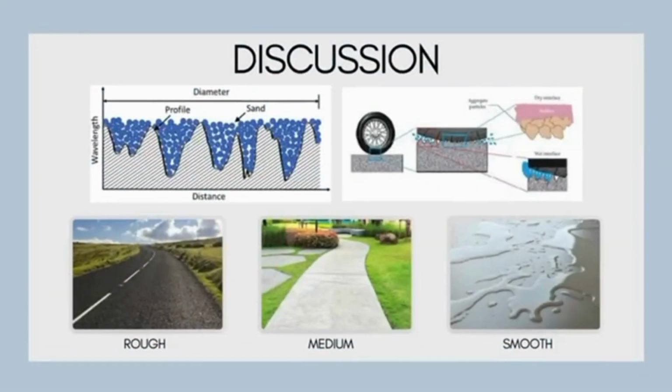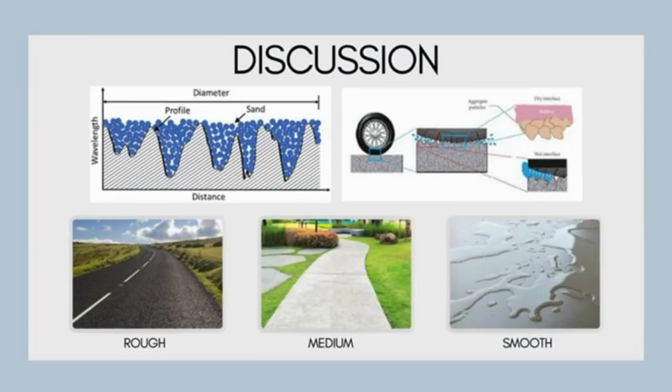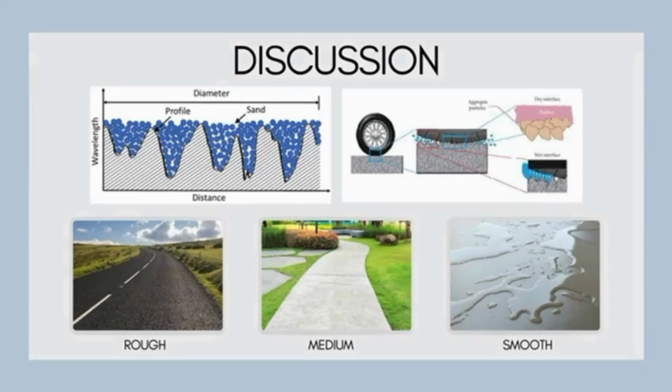From these results, we can see that rough surfaces provide the greatest texture depth, which improves skid resistance and drainage. Medium surfaces, such as cement, offer moderate friction suitable for pedestrian or low-speed traffic areas. Smooth surfaces, like tiles, have very low texture depth, which increases the risk of slipperiness, especially when wet. Across all surfaces, moisture slightly reduced texture depth, but the differences were small.